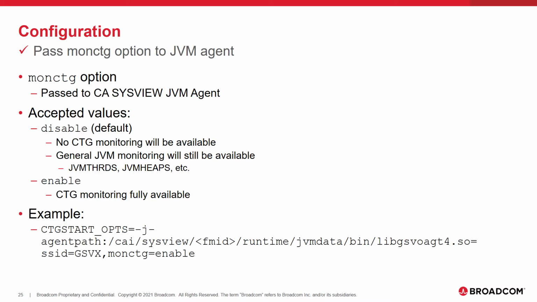Here is an example of a CTG start ops option that could be coded in a CTG environment variables file. This option includes a path to our SysView agent, the SSID of the SysView instance where the JVM data task is running, and also the mon-CTG option set to enable.